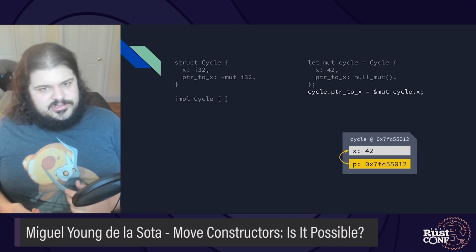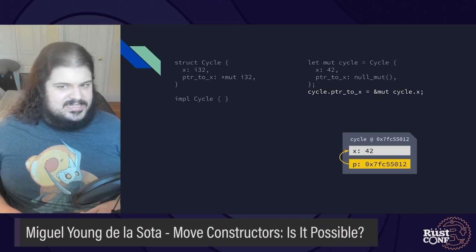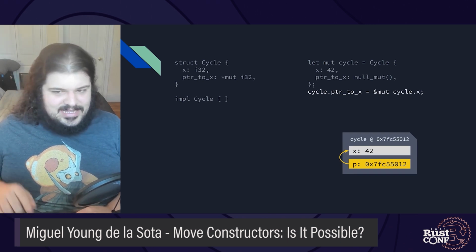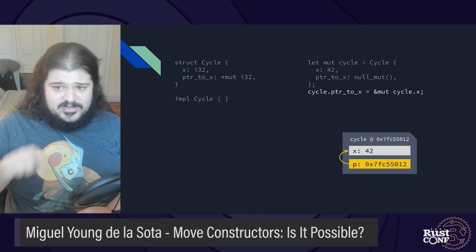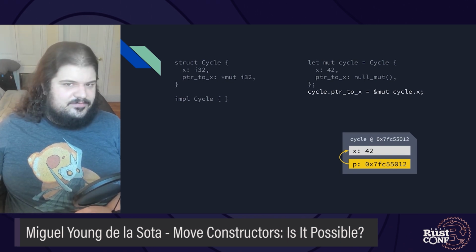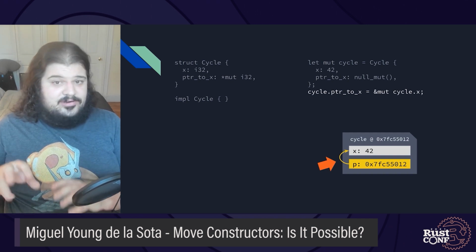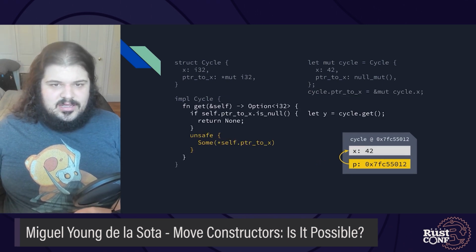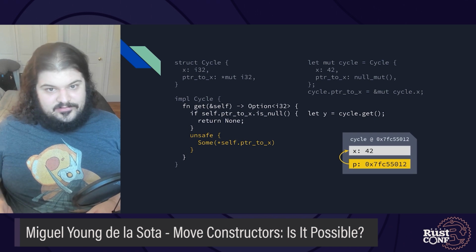Now that we're using raw pointers, we can make cycle self-referential after constructing it on the stack, by assigning putter to x to a reference to cycle.x. This creates a little cycle inside of the pointer. So pay close attention to these arrows because they're going to change over time as we do different things with the struct. We can implement a get function that uses the self pointer to access the other field.